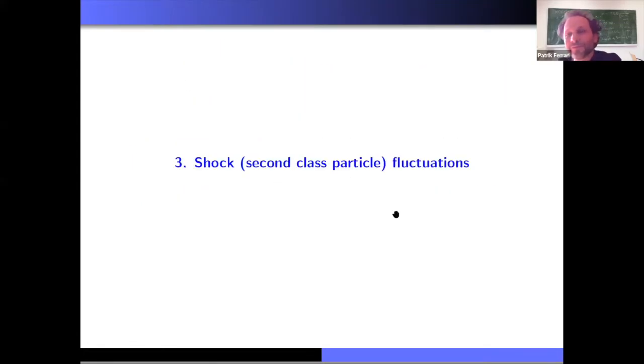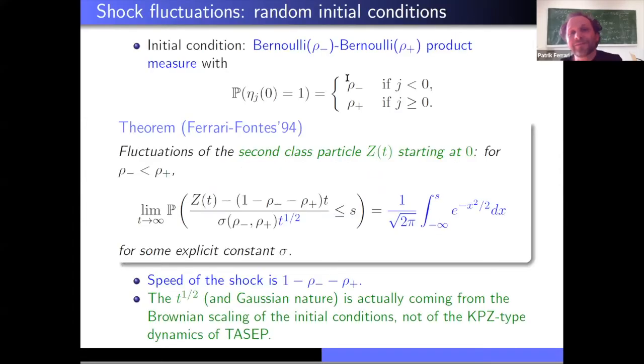In the last 5 minutes, I want to mention something about the second class particle. So we start with a result of Pablo, this is Pablo, not me, and Fontes in 94. In this paper, they prove much more than this result. Of course, this is just one of the results. So you take density rho minus, Bernoulli random variables to the left, and Bernoulli to the right with density rho plus. And Z of T is the position of the second class particle starting from 0.